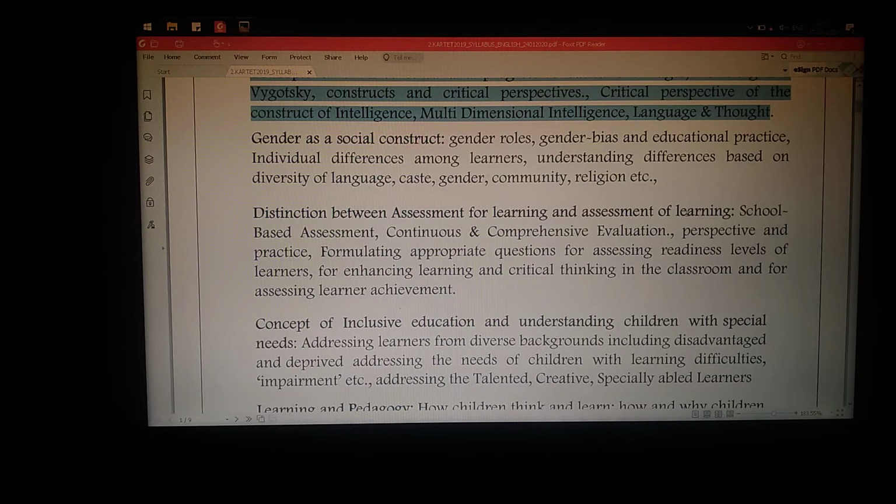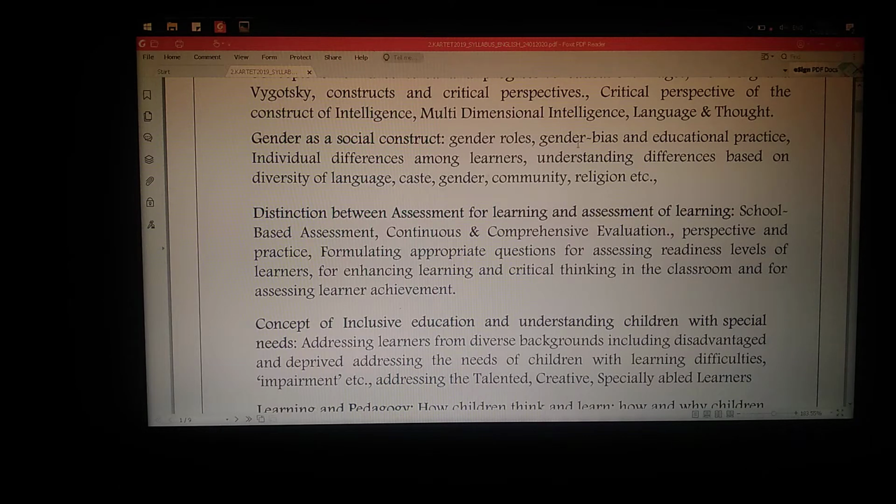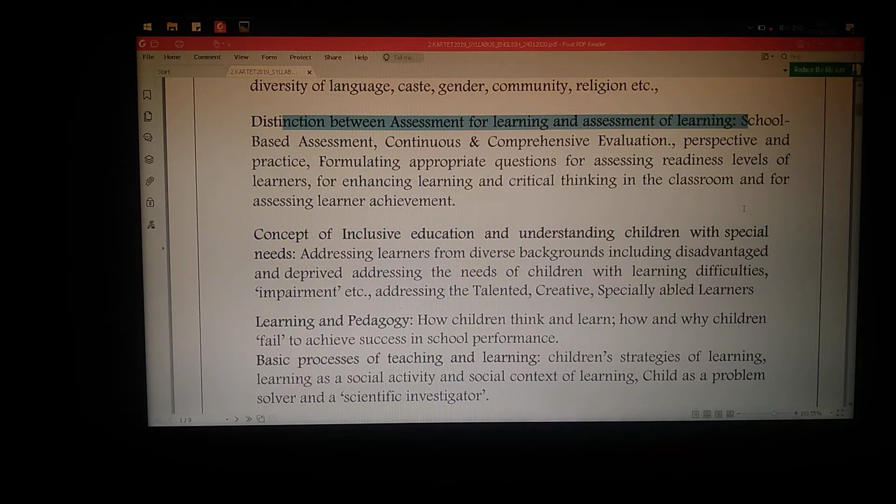Next is gender as a social construct, gender bias, and educational practices based on diversity of language, caste, gender, community, and religion. Next is the distinction between assessment of learning, in which you learn how to evaluate: formative and summative evaluation, and critical thinking about question formulation and assessing learners' achievement.